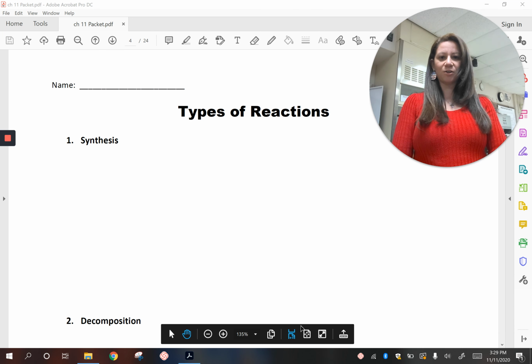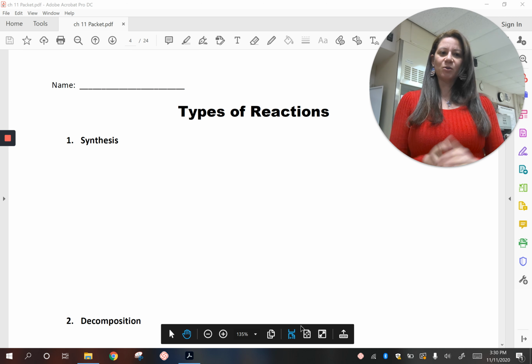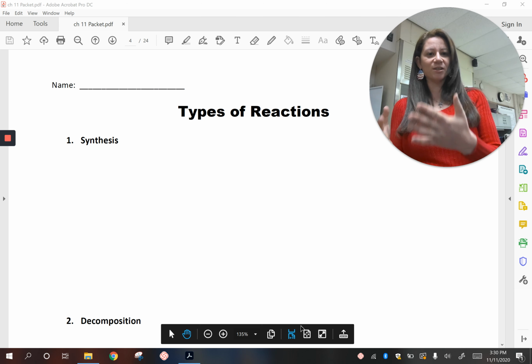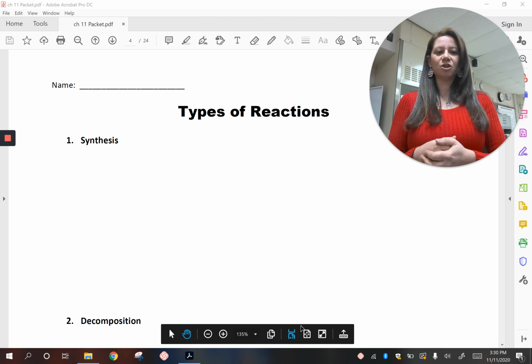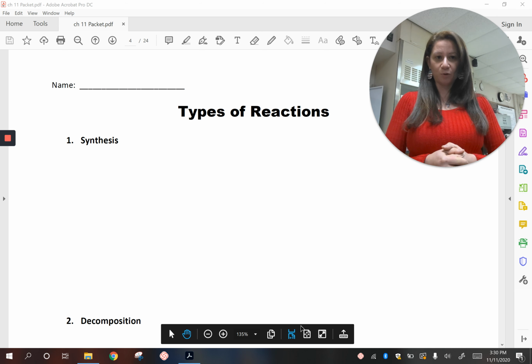Today we are going to learn about types of reactions. This is one of my favorite lessons. So at the end of this lesson, you'll be able to look at different reactants and say, oh, this is this type. And hopefully in the future, very soon, you're going to be able to predict what the products are and write balanced equations for them.